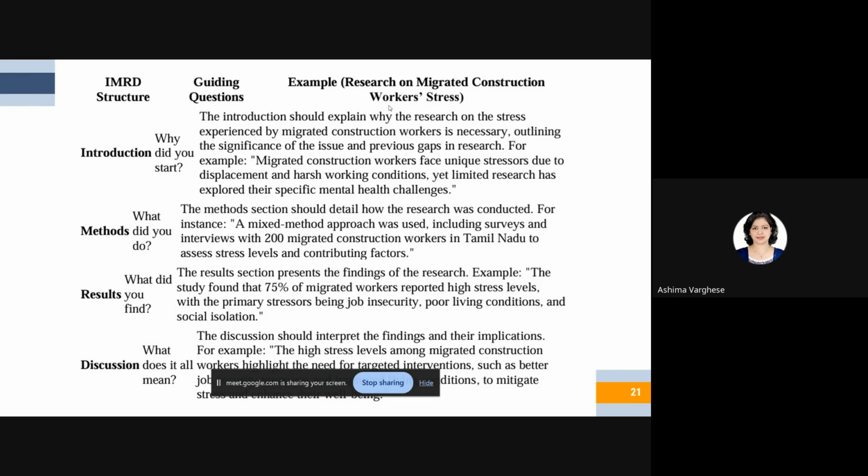So this is the structure which I have explained regarding the IMRD structure. This is supposed to be included in your manuscript as well. The order should be like this only: introduction, methods, results, and discussion. This is an easy example which will help you to understand why such studies or manuscripts should be undertaken. Now let's move on to our next section.